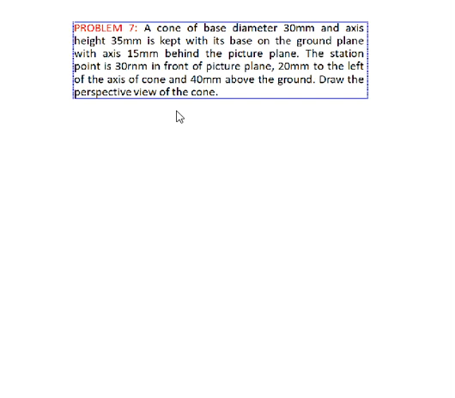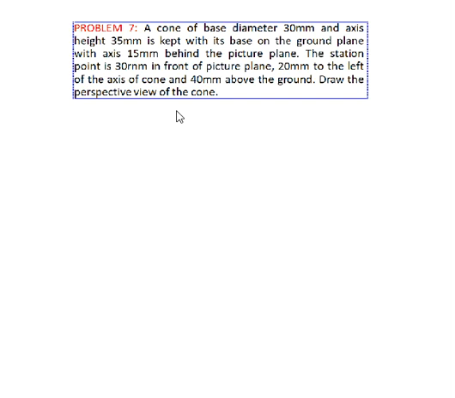A cone of base diameter 30 mm and axis height 35 is kept with its base on the ground plane with its axis 15 mm behind the picture plane. The station point is 30 mm in front of the picture plane, 20 mm to the left of the axis of the cone, and 40 mm above the ground plane. Draw the perspective of the cone.